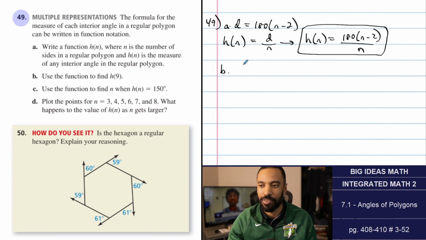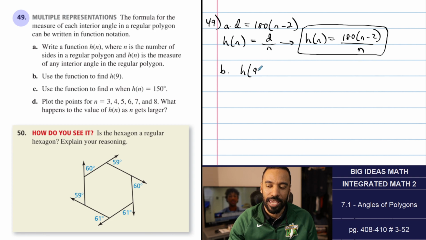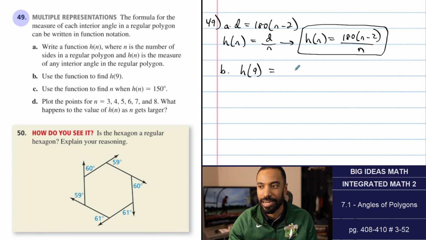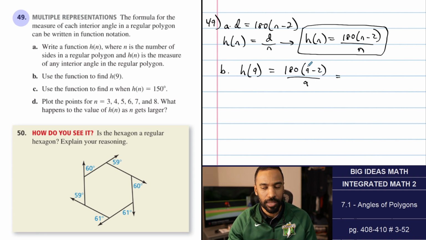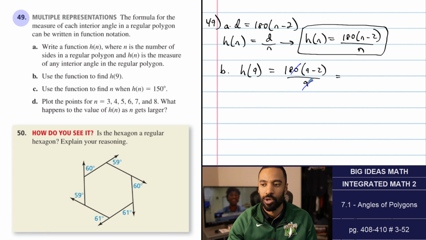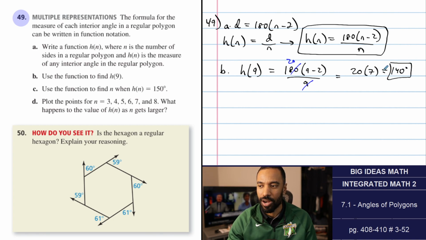Use the function to find h of 9. So h of 9 is now saying find the measure of one interior angle of a regular polygon in a 9-sided shape. So this is substituting it right into here. 9 minus 2 over 9. And this is one of those things where I said you can work things faster this way as well. Yes, it's 180 times 7 over 9, but you can also do 180 over 9 right now. You don't have to multiply. 180 over 9 is 20. So we can do 20 times 7, which is 140. The measure of each interior angle in a nonagon is 140 degrees.